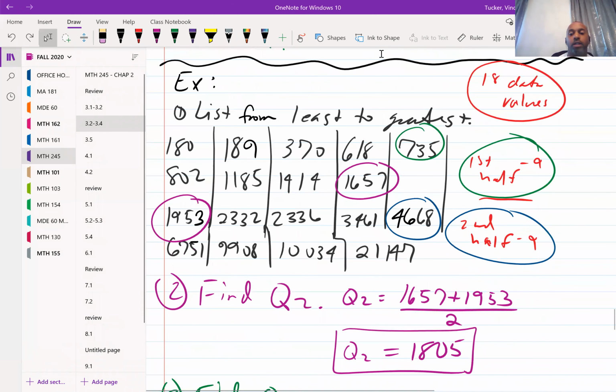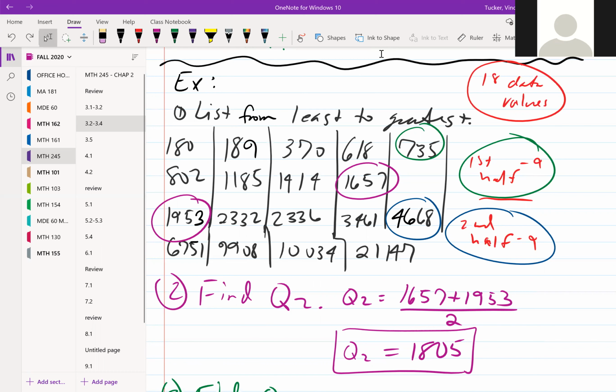And that's what I did right here. Now, remember, if it was an odd number, then I would have a legit middle value, and I'll just take my middle value, and that's Q2. But once again, because I have an even number of data values, take the 2 middle values, add them together, divide by 2. So that's how I got 1805.